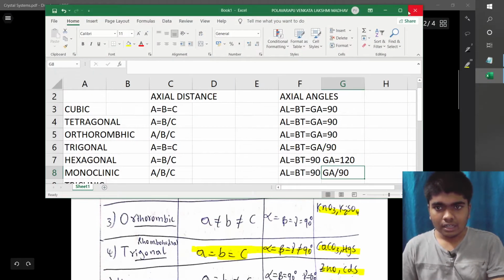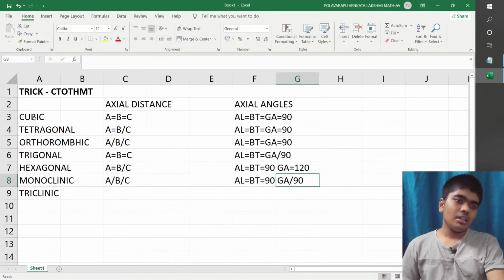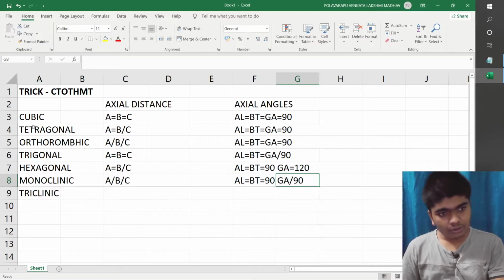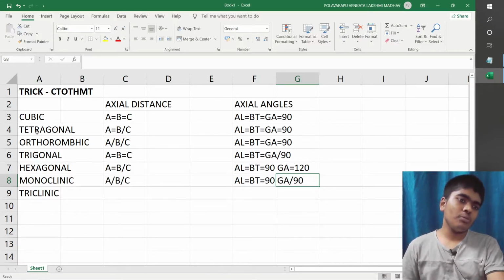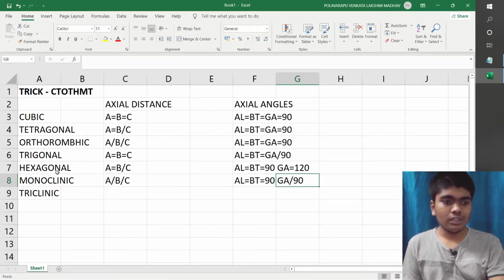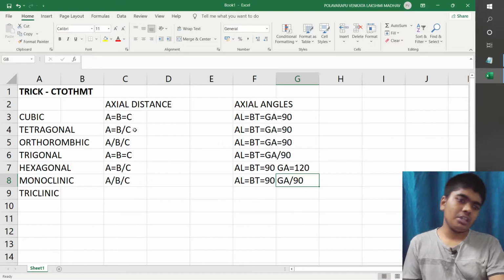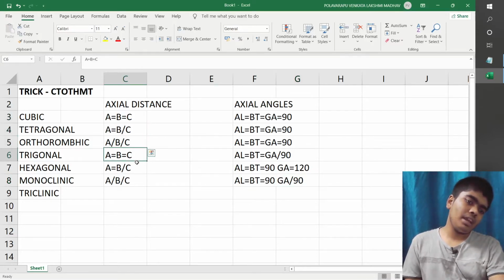So the trick is CTOTHMT: C for cubic, T for tetragonal, O for orthorhombic, and then T for trigonal, and then H for hexagonal, and then M for monoclinic, and then T for triclinic. So the axial distances are A equal to B equal to C, A equal to B not equal to C, A not equal to B not equal to C. You need to just repeat these 3 again here.